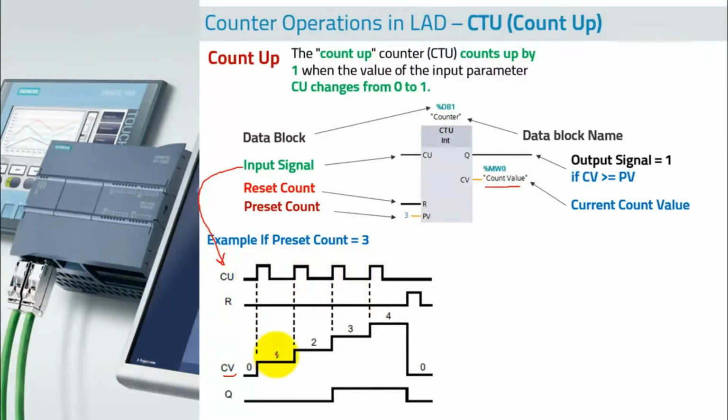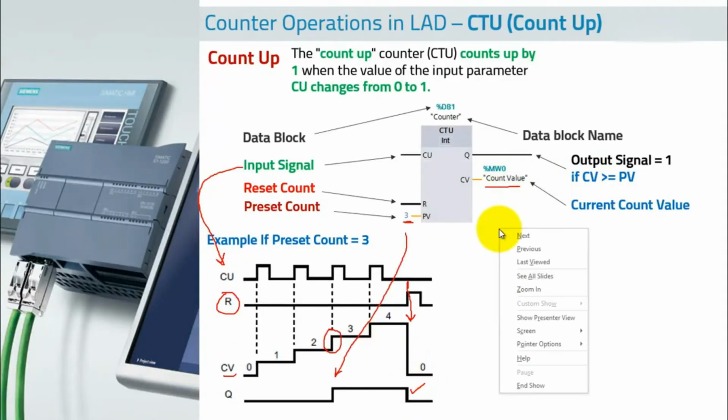With 1 count, it goes to 1. With another count, it goes to 2, then 3, and at the 4th count, it goes to 4. Now, as the preset value is 3, the output is on the moment it reaches 3. At the instant the CV is 3, the output is on. And the output is off the moment you have a reset signal. This reset signal resets the CV to 0, and if CV is less than PV, the output goes back to 0. This is what a counter does.